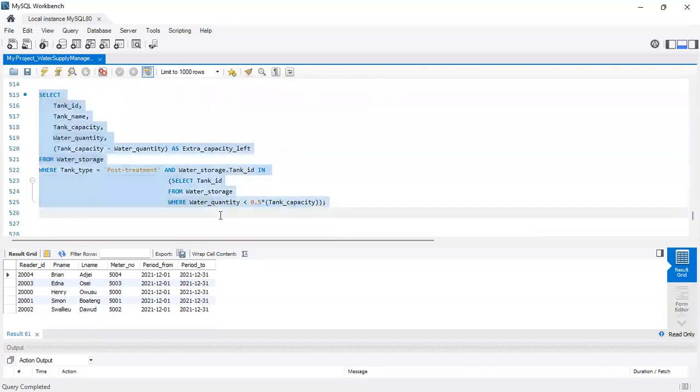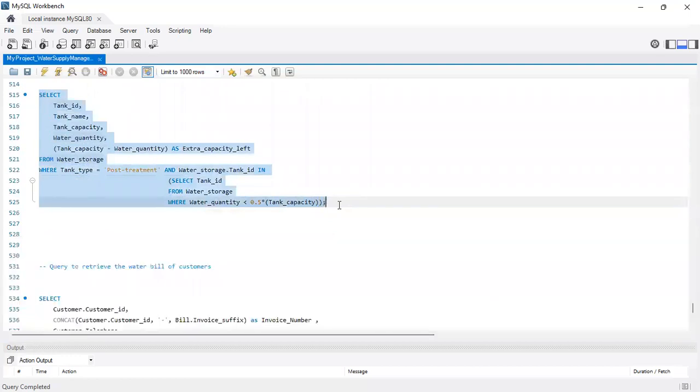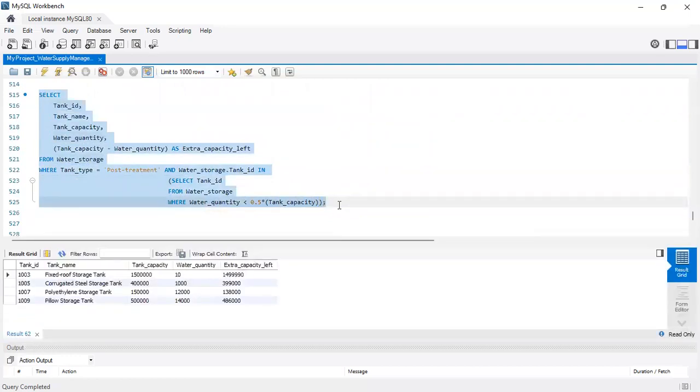Also, we check the relationship between the readers and the meters and the period they read the meter or the readings from. So here, Brian J read meter number 5004 from the 1st of November 2021 to the 1st of December 2021.